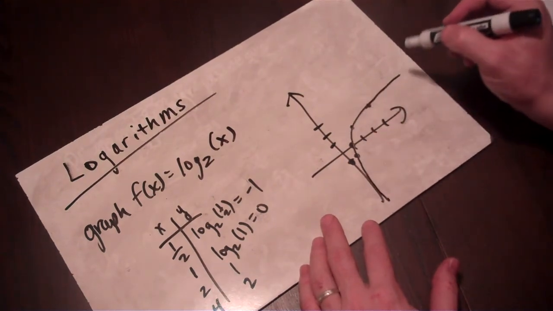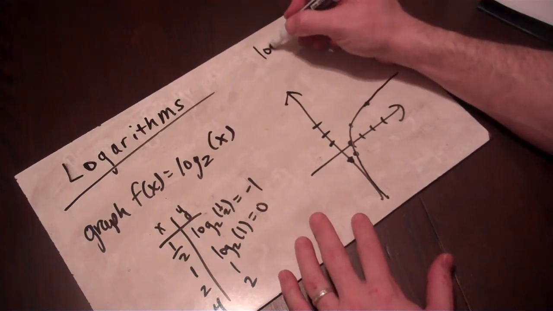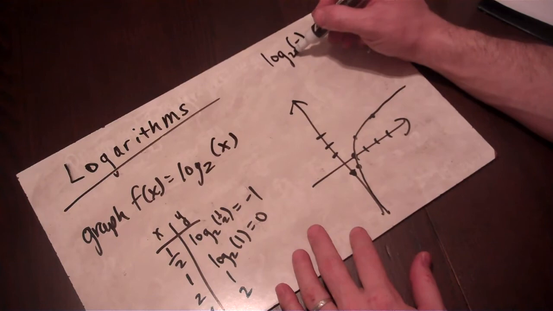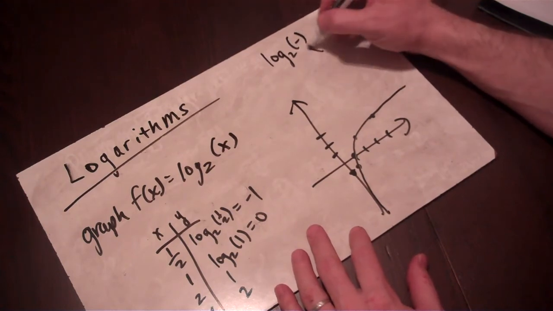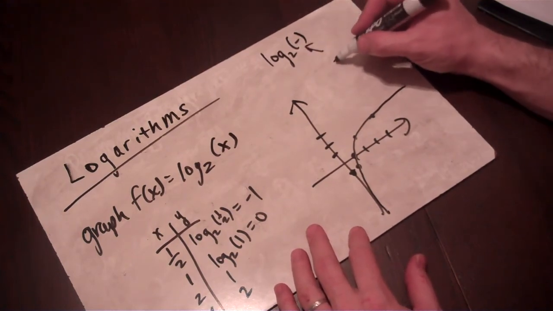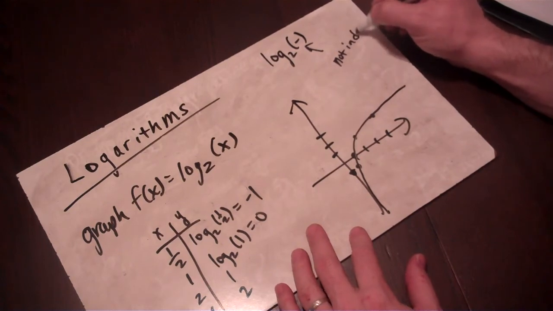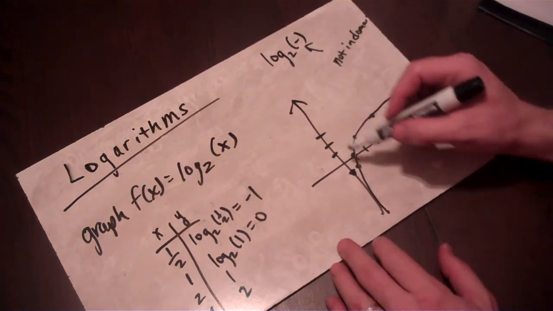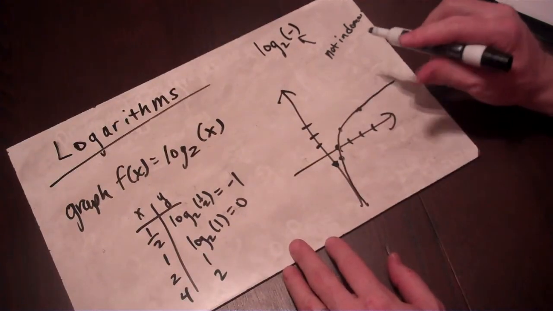One thing you'll notice is that you cannot take the log base 2 of a negative number. The reason is because 2 never goes to a power to make a negative. So negative numbers are not in the domain. And if it's not in the domain, then it must have some type of asymptote. So the graph actually looks like this, with an asymptote on the y-axis.